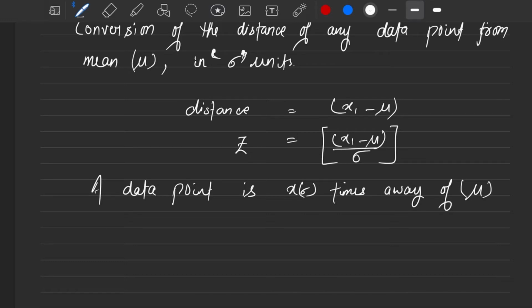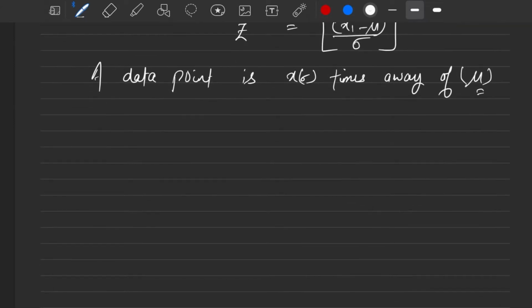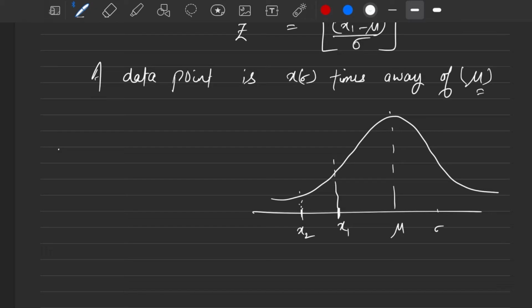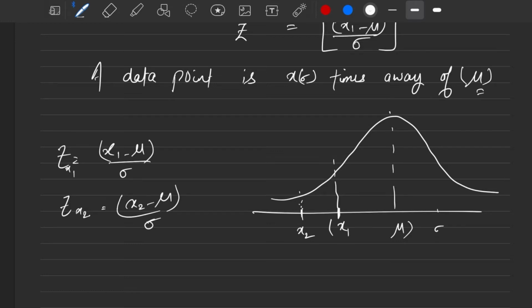Now if Z-score is negative, that means it's on the left hand side. If it is positive, it's on the right hand side of the mean. So that's how we can understand Z. Now if you have any data point on the axis, you can calculate the Z-score, right? Z for x1 will be x1 minus mu divided by sigma. Similarly, Z for x2 will be x2 minus mu by sigma.